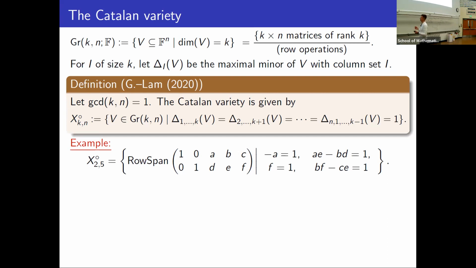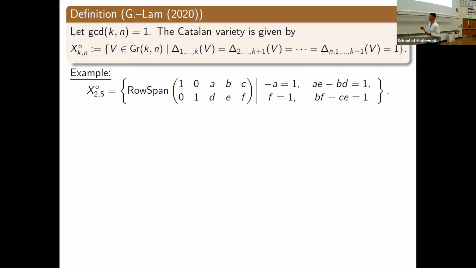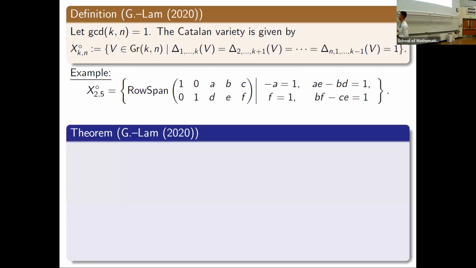But in general, what is this whole diamond for this particular variety? Let me give you the answer. The answer is a theorem that Thomas and I proved some time ago.